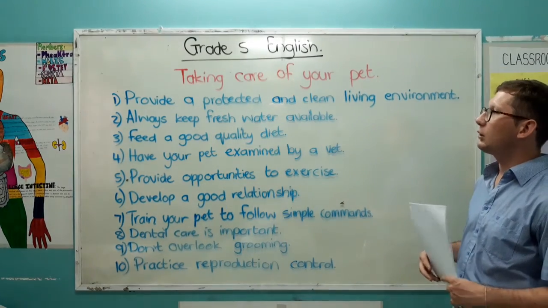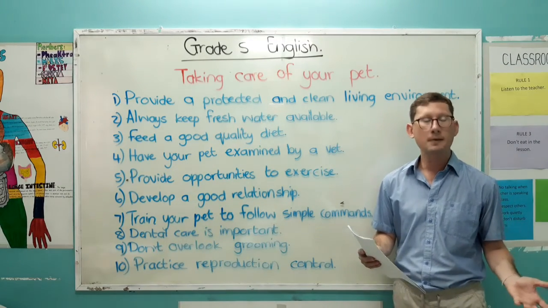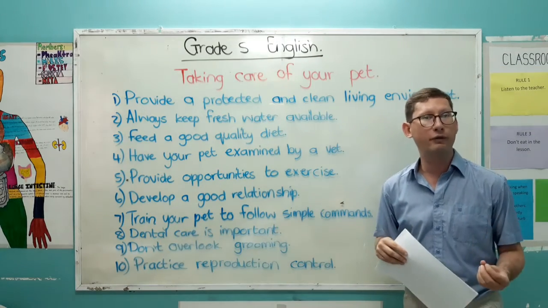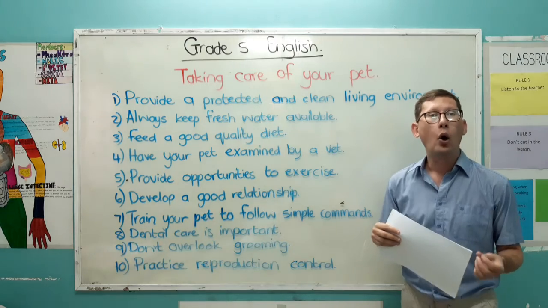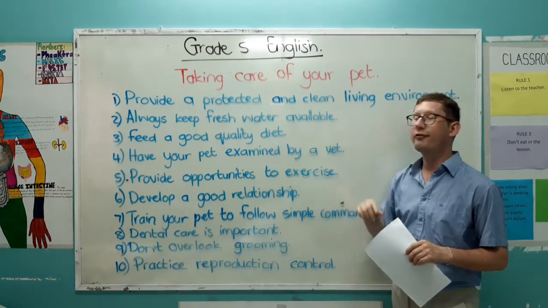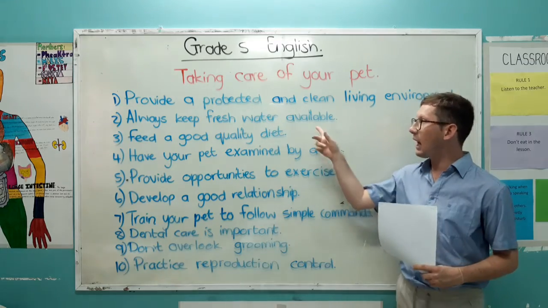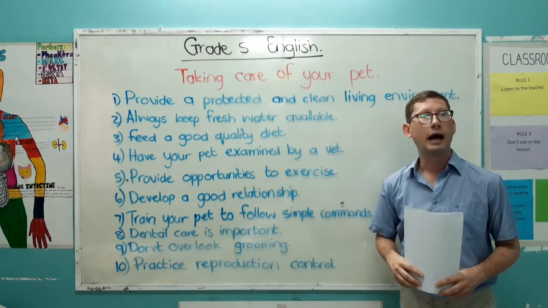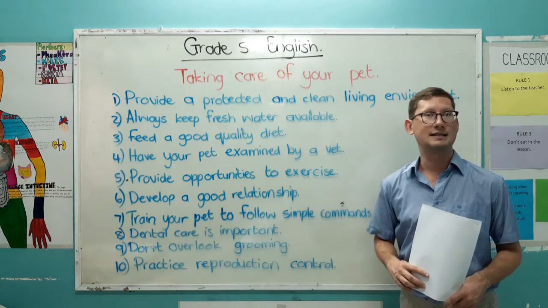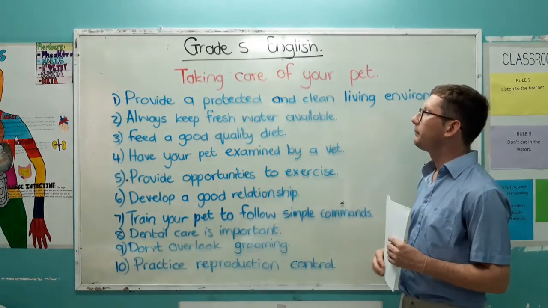So let's have a look at the next one. Always keep fresh water available. This is self-explanatory. It means you should always have clean water available for it, either in a container or a bottle, where it can suck on, or in a bowl, okay? Always fresh water, because this allows your pet to keep hydrated. You don't want your pet to dehydrate, otherwise it's going to lose water and it's going to die in the end if it doesn't have any water available.